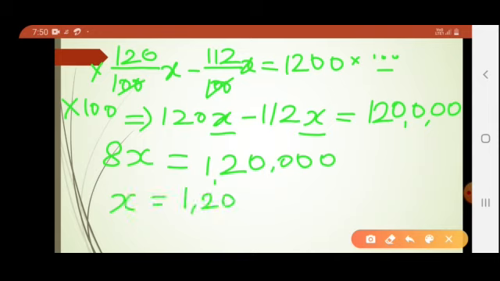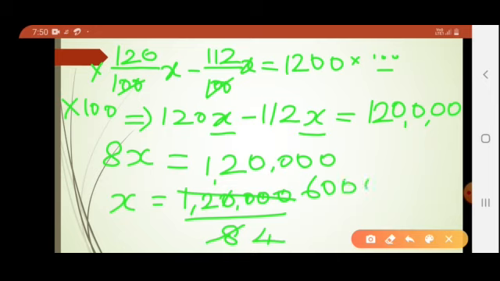Now we need x. X equals 1,20,000 divided by 8. Shall we divide now? We will simply cancel by 2 first. 4 2s are 8. Here 6 2s are 12. Here how many zeros are there? 1, 2, 3, 4. Again we will cancel by 2. 2 2s are 4. If we cancel by 2, we will get 3, and 4 zeros. Again we will cancel by 2.